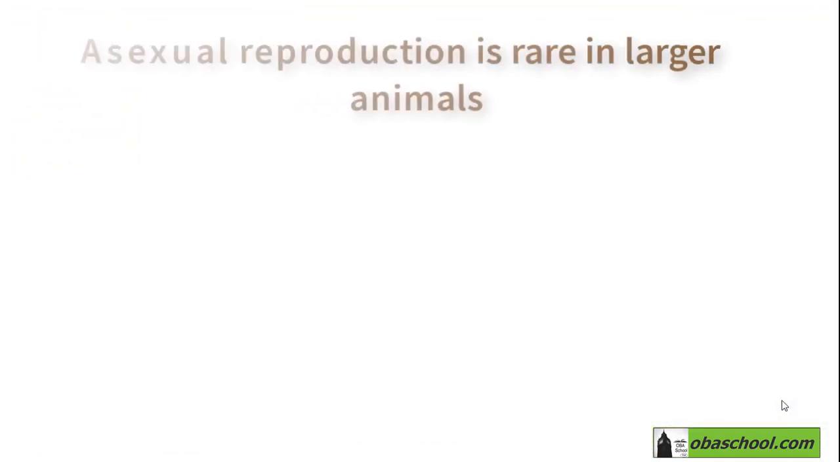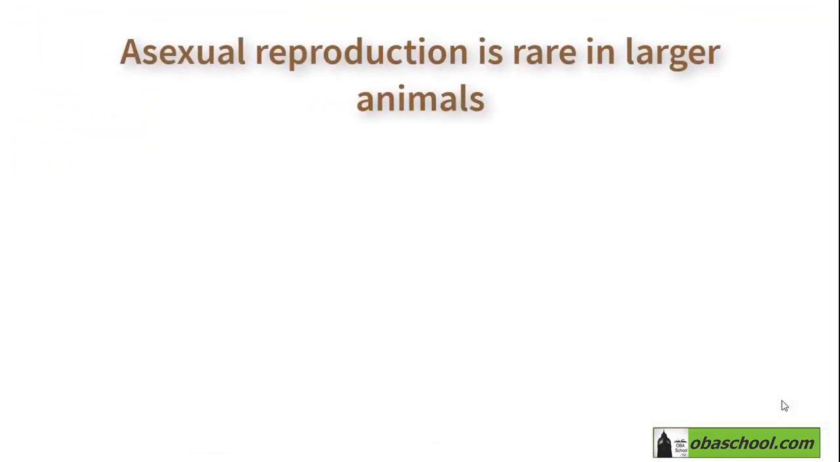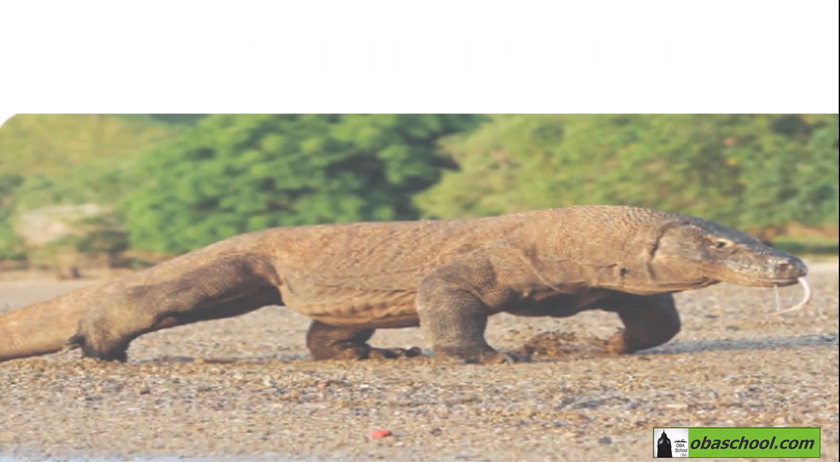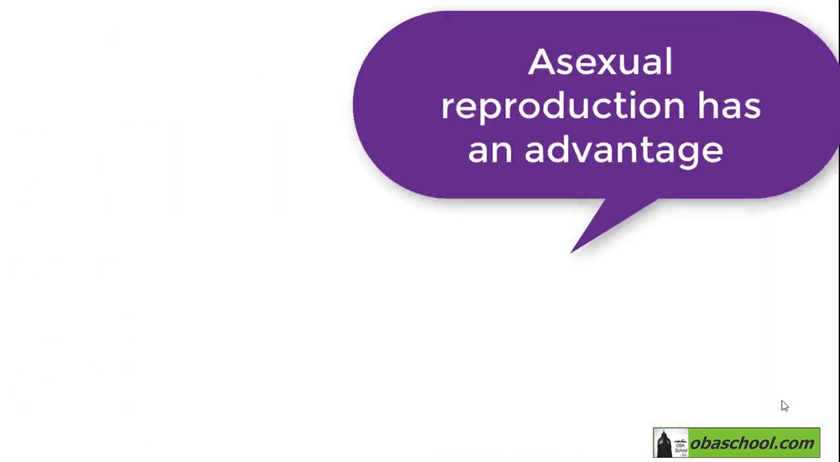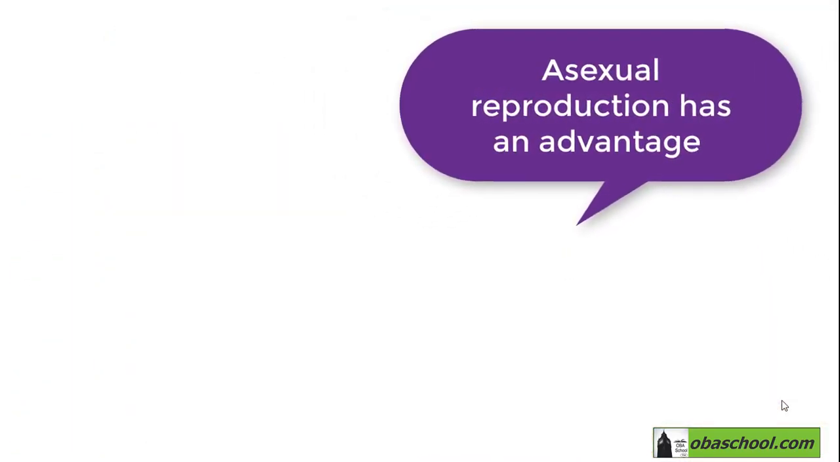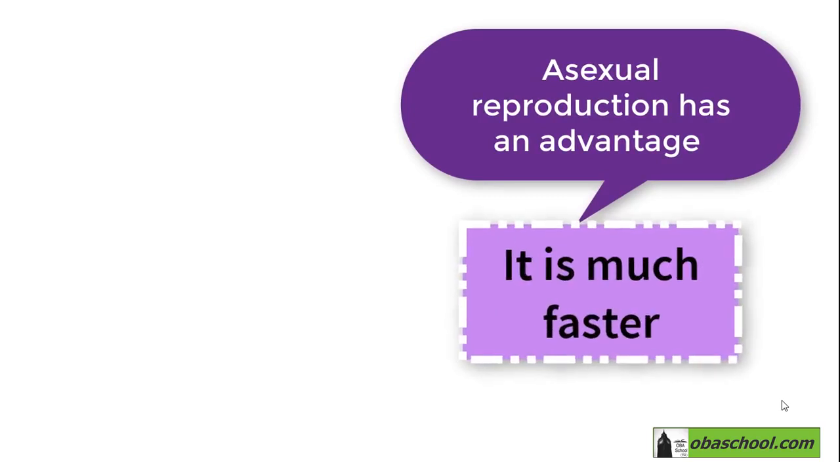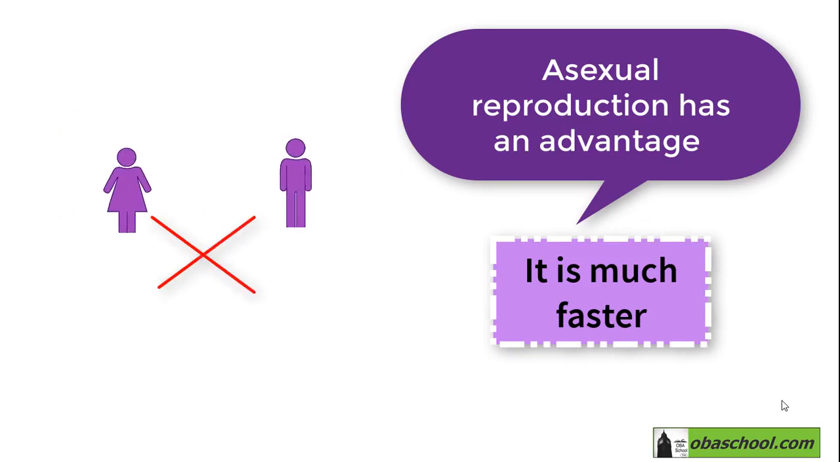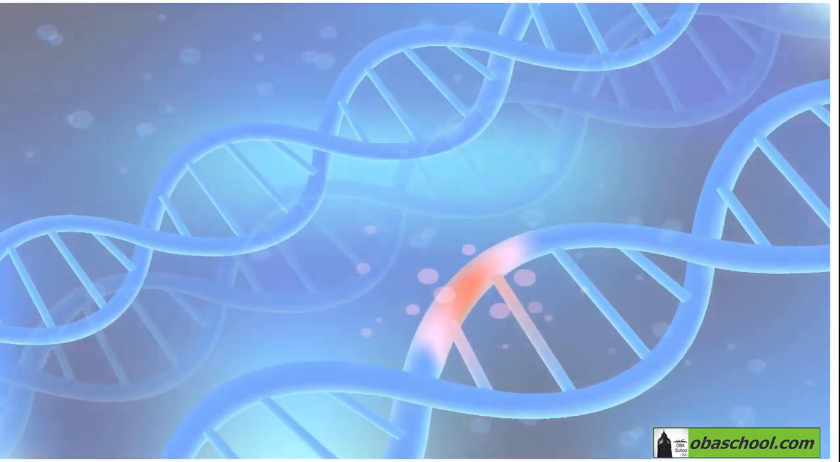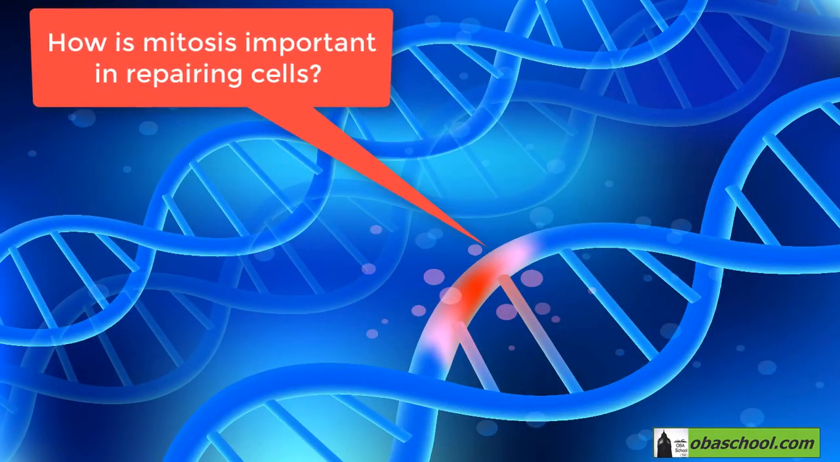Furthermore, asexual reproduction is rare in larger animals, but female Komodo dragons can reproduce asexually. Asexual reproduction has one advantage, that it is much faster than sexual reproduction because organisms do not need others for reproducing. On the other hand, how is mitosis important in repair?